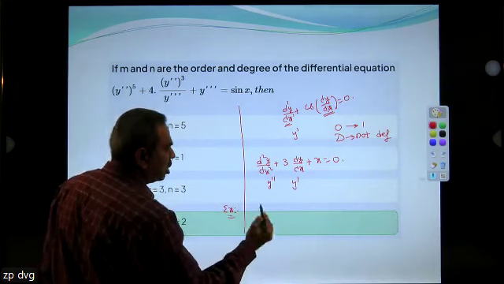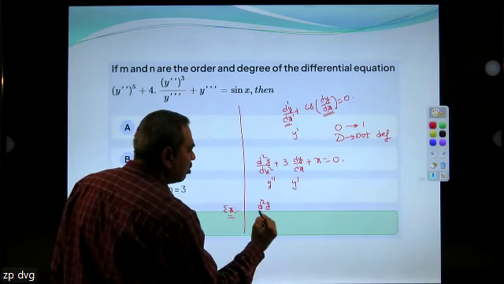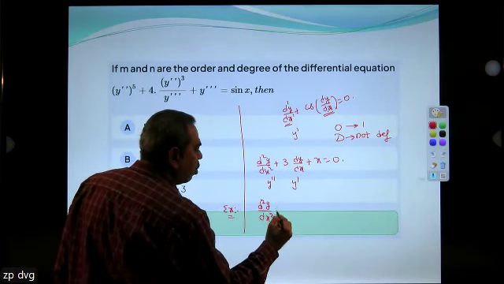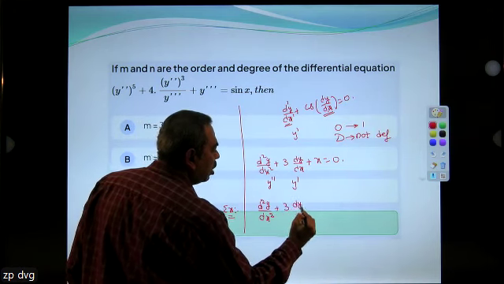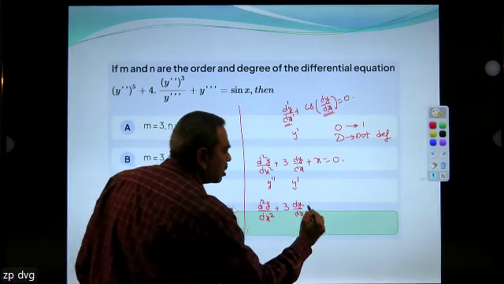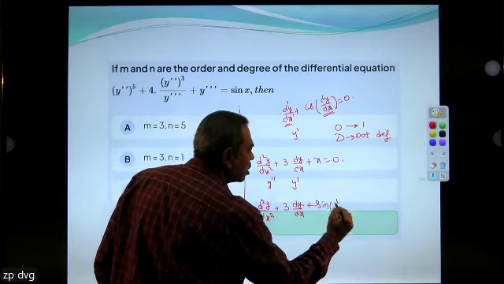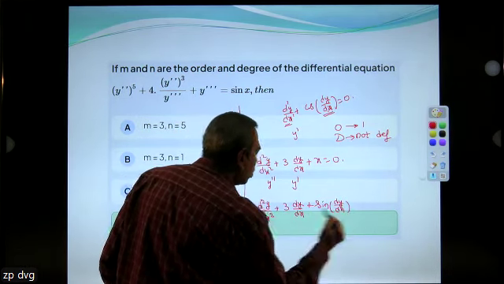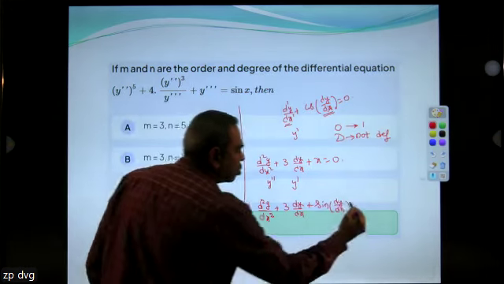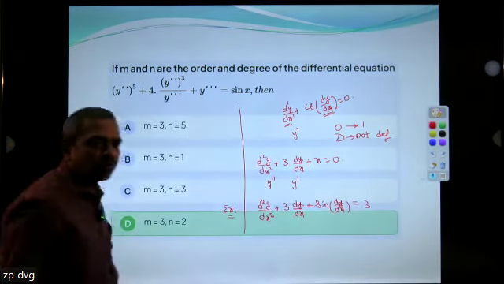Okay. So for example, I'll give another example like this here. So let us take the equation like this. It is d square y by dx square, plus 3 into dy by dx, plus sine of dy by dx. Okay. So able to understand now? Equal to 3. So this is one differential equation here.